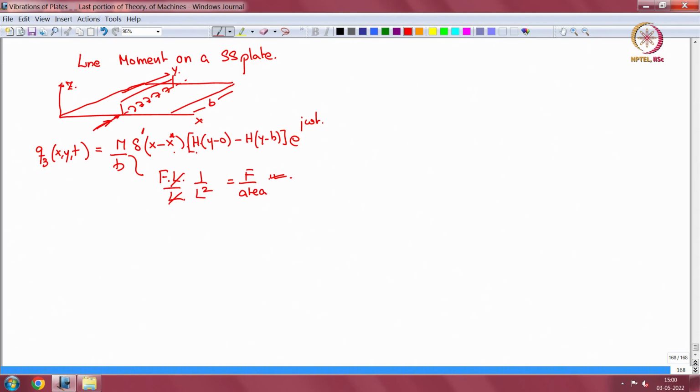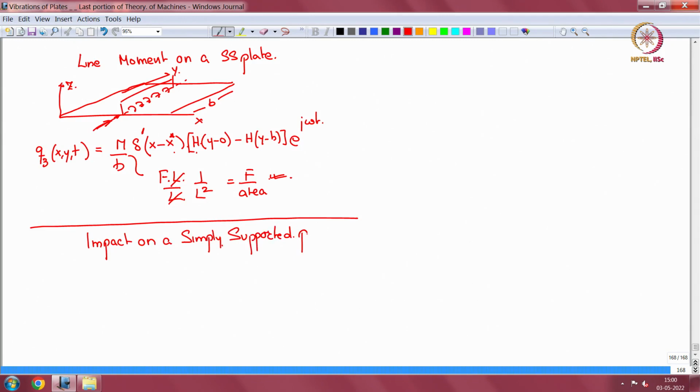Next is an impact on a simply supported plate. So again the geometry, x, y, z.